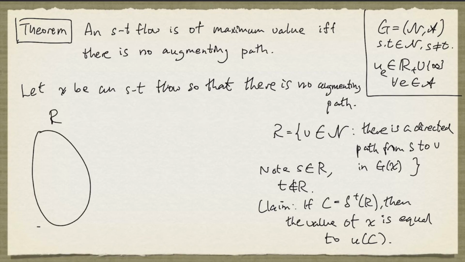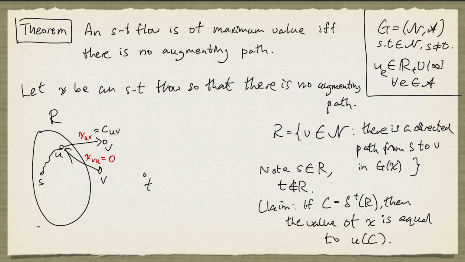Let's say this is my R, and let's look at an arc coming out of R. We know that there's a directed path from S to U in the auxiliary digraph by the definition of R. So in the original network, the flow value must equal the capacity on this arc, because we cannot possibly have this arc in the auxiliary digraph. Otherwise, the node V would have been included into R. And similarly, if we look at an arc that goes into R, the flow value must be 0. Otherwise, we'll have an arc UV in the auxiliary digraph, and so V would have been included in R.